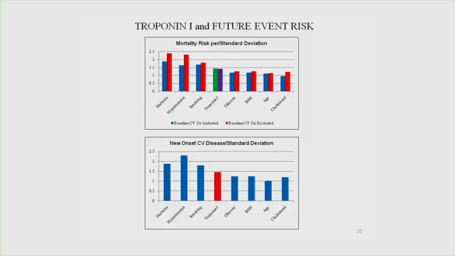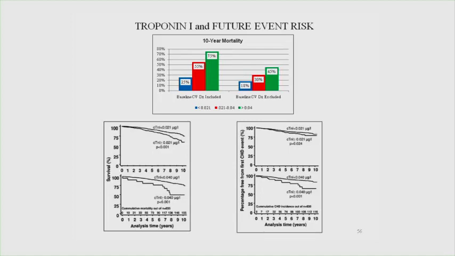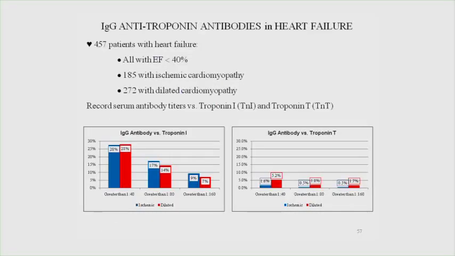New onset cardiovascular disease, clinical cardiovascular disease, is also related to high normal levels of troponin I, suggesting that our body is mounting an immune response to troponin I. We look at 10-year cardiovascular mortality, baseline cardiovascular disease included, baseline cardiovascular disease excluded. If you go from normal to slightly abnormal to more abnormal, your risk of mortality increases, your risk for new onset cardiovascular disease increases, suggesting that humans will mount an immune response to troponin I that is damaging to the heart.